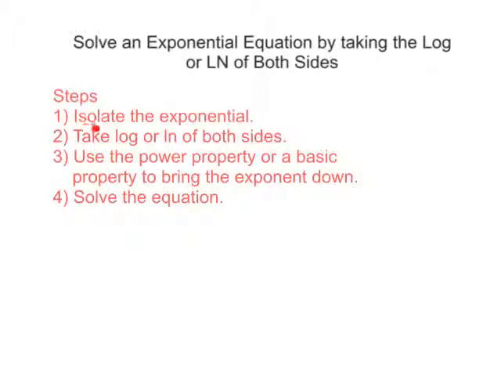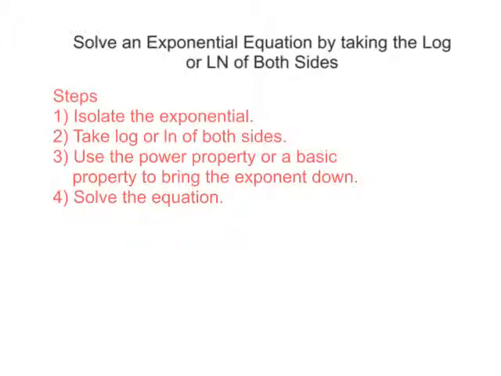The first step is to isolate the exponential. You want to get your exponential expression on one side by itself. And then the second thing that you're going to do is to take either the common log or the natural log of both sides. Really all that happens in this step is you literally just write log or ln in front of each side.